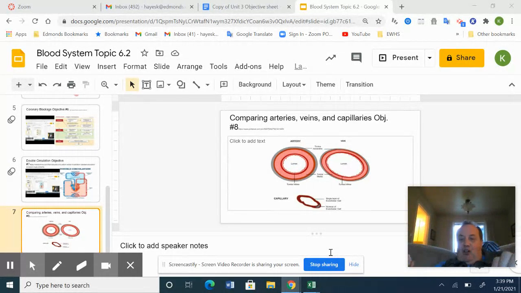And veins have valves. Easy to remember that. Veins have valves, a nice little jingle, and that helps also with the one-way flow of the blood back to the heart.